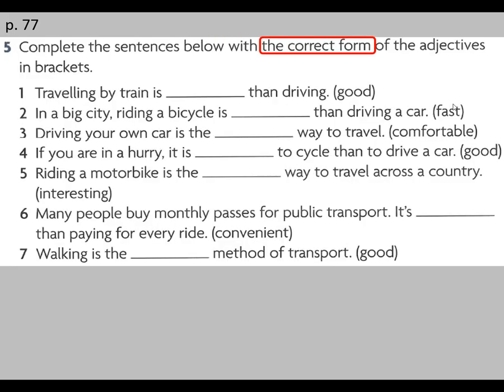All right. On page 77, if you look at exercise 5, you will see 7 statements. Complete the sentences with the correct form of the adjectives. So in brackets here, you have adjectives, and you are supposed to write them with the correct form. Correct form means sometimes you need the comparative form and sometimes the superlative form. Pause the video here, finish this exercise, and come back to check the answers.